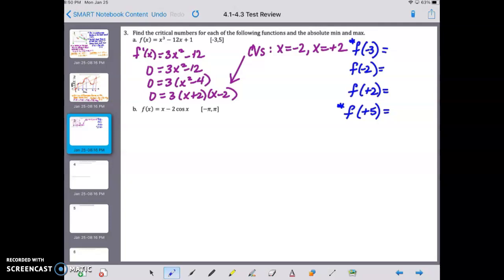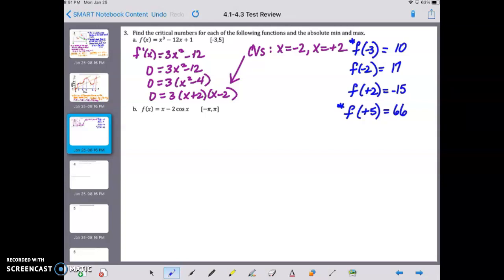So negative 3 cubed is going to be negative 27. Negative 12 times negative 3 is going to be positive 36. And then plus 1, you add those together and you get 10. When we plug in negative 2, cubed is negative 8. Negative 12 times negative 2 is going to be positive 24, and then we have the plus 1, so this gives us a value of 17. F of positive 2 cubed minus 12 times 2 plus 1 gives us a value of negative 15. And then finally, f of 5 cubed minus 12 times 5 plus 1 gives us a value of 66.